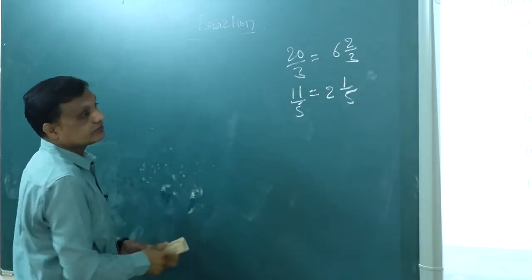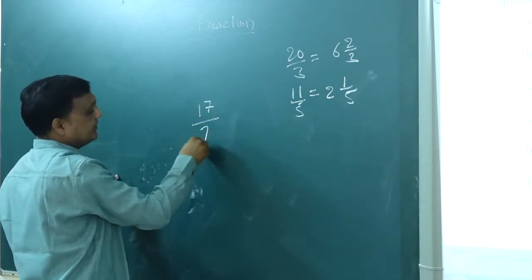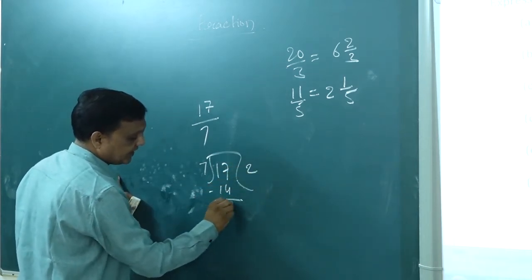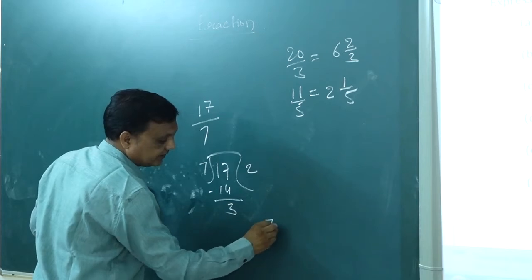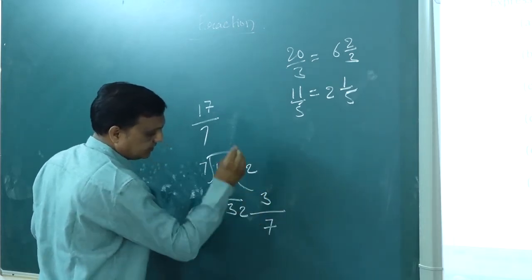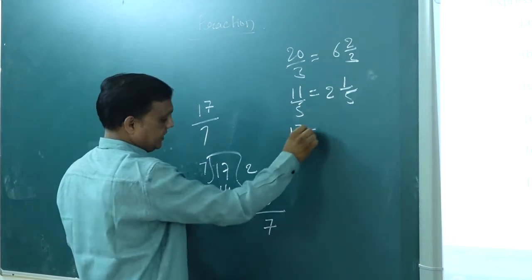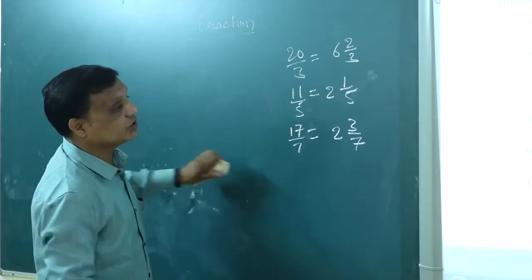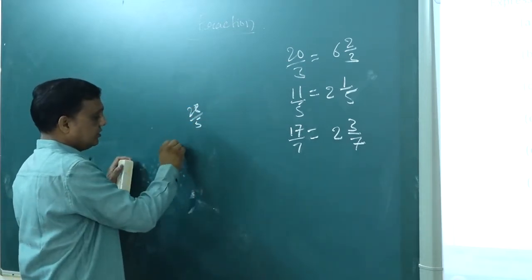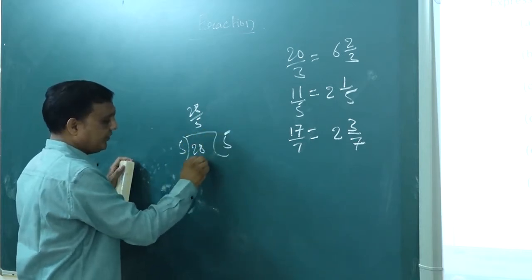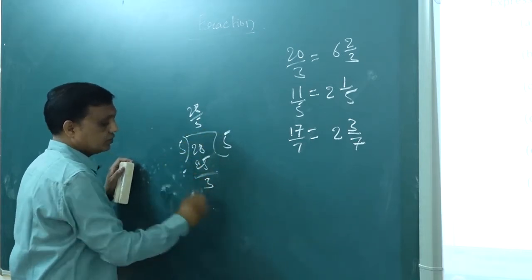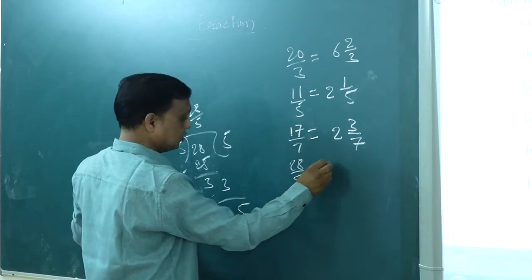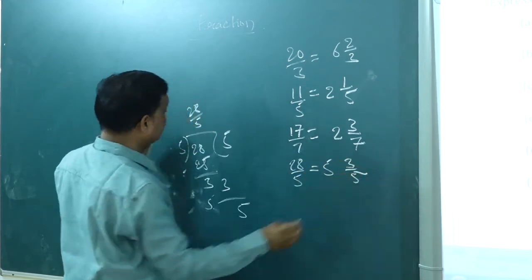Next question, 17 upon 7. Again divide 7 and 17. 7 2s are 14. Remainder 3. So what is the answer? 7, 2 and 3. So 17 upon 7 is equal to 2, 3 upon 7. Next question, 28 upon 5. So 5, 28. 5 5s are 25. 28 minus 25, 3. So 5, 5 and 3. So 28 upon 5 is equal to 5, 3 upon 5.